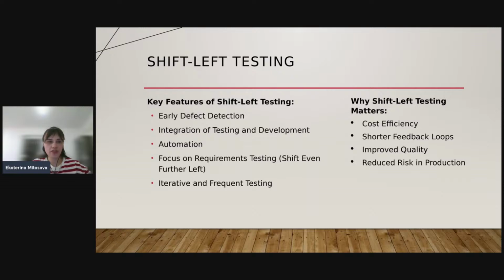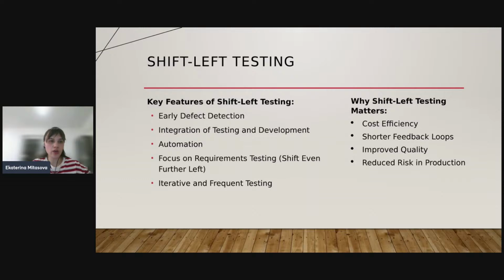So why does shift-left testing matter? First of all, it's because of cost efficiency. Fixing defects earlier is significantly cheaper than addressing them in later stages of post-production. There are shorter feedback loops. Developers receive real-time feedback, and it enables faster resolution of issues. There is improved quality. With continuous testing, software is more reliable and meets end-user expectations from the outset. And there is reduced risk in production. Early performance and security testing mitigate production risks.